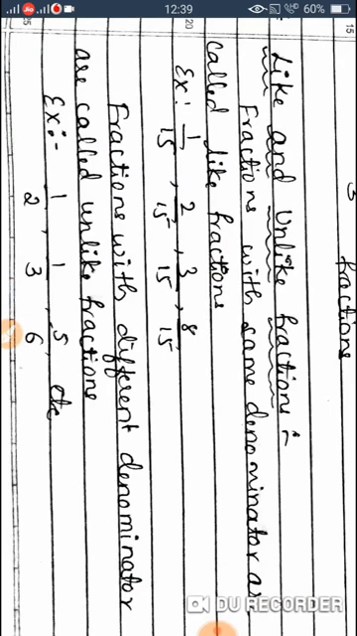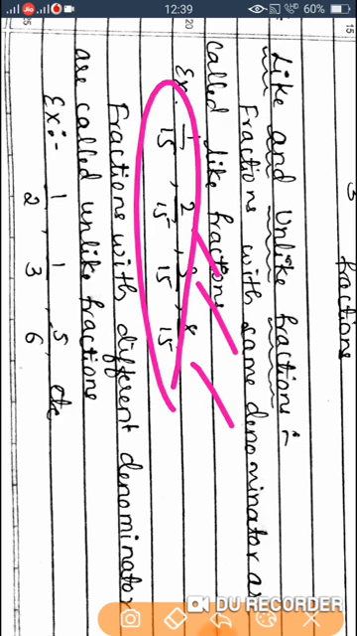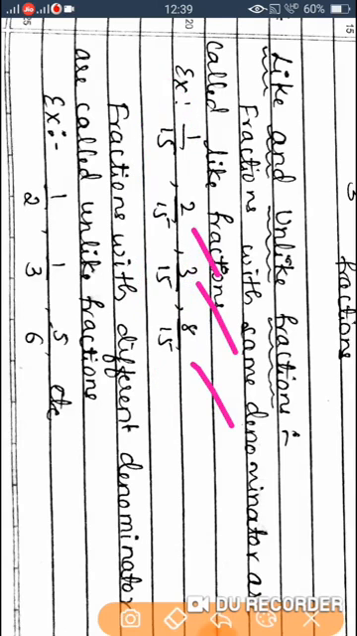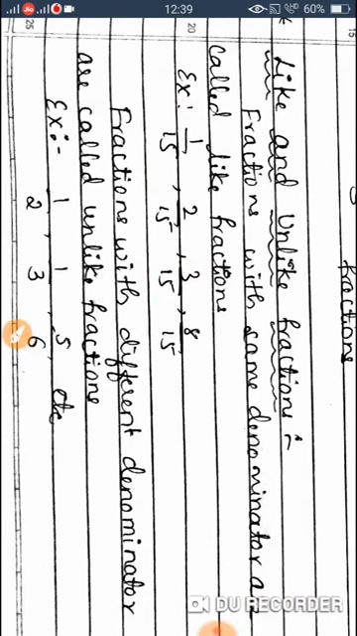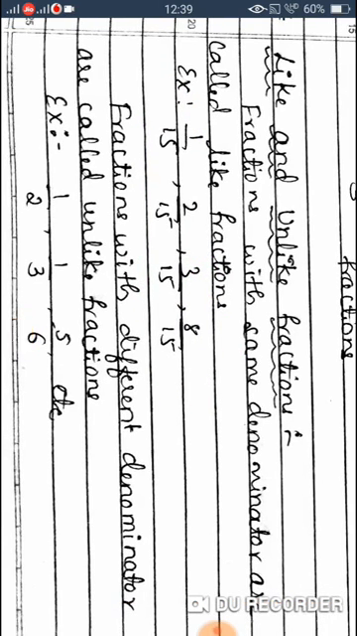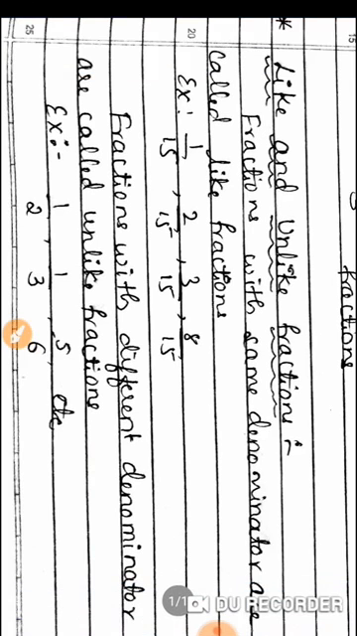Here are the examples: 1 by 15, 2 by 15, 3 by 15, 8 by 15. Many numbers you can choose, but the denominator should be the same within a pair. Fractions with a different denominator are called unlike fractions. So here 2, 3, 4, 6, etc. are the different denominators. So we call these unlike fractions here. So now we can go for the exercises.